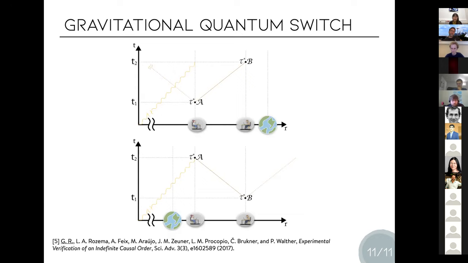The second part of the question, the answer is still no. It's not that if you just have a flat space-time, you can have all the conclusions of indefinite causality without involving curvature of space-time. Because, for instance, as I was showing you before, in the case of the gravitational switch, this quantum superposition of gravitational masses does bring some conclusions, for instance, from the perspective of Alice and Bob, they can tell apart the two.